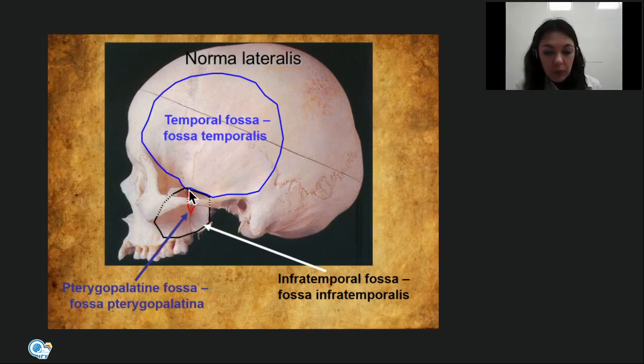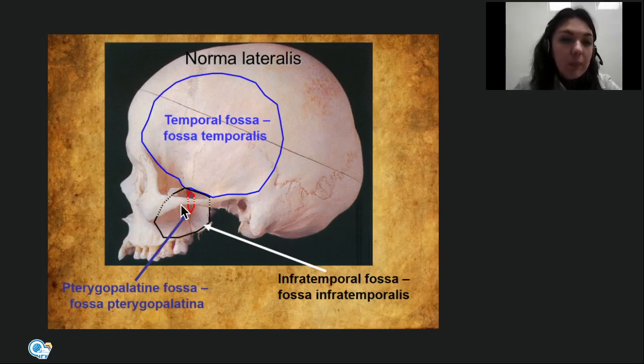Infratemporal fossa: its superior boundary is the infratemporal crest of the greater wing of the sphenoid bone. It has posterior and anterior walls. Posteriorly, it is the lateral plate of the pterygoid process of the sphenoid bone. Anteriorly, it is the maxillary tuber and the infratemporal surface of the maxilla, and that is all. Laterally, it is bounded by the zygomatic arch.